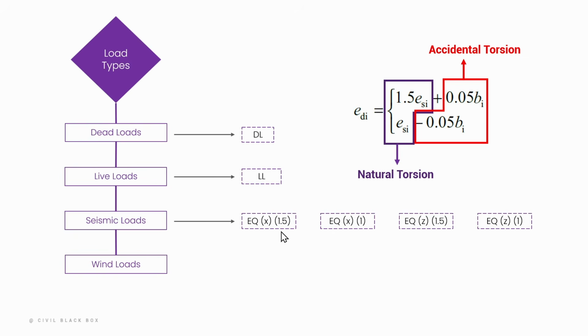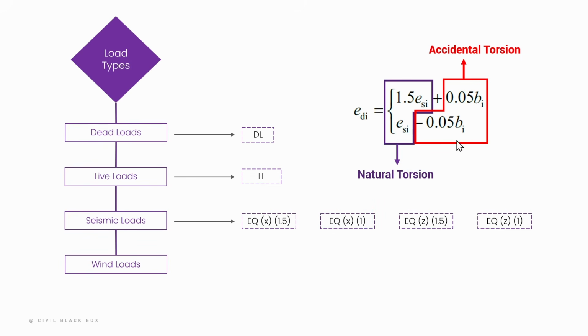So when we are denominating this factor as 1.5, we are actually talking about this entire load case criteria where we have the static eccentricity with a factor of 1.5 and the accidental torsion with a factor of 5%. When we are talking about this 1, we are essentially talking about static eccentricity being with a factor of 1 and the accidental torsion being with a factor of minus 5% of BI value.